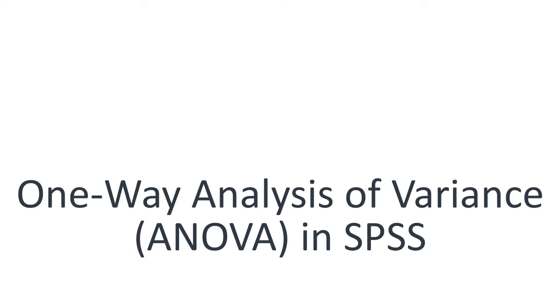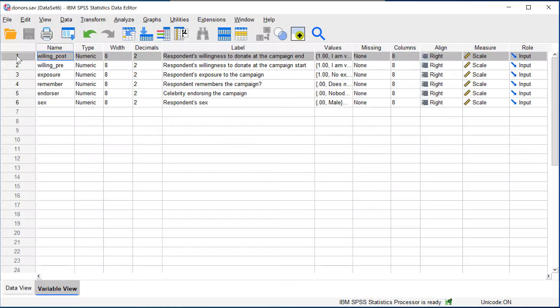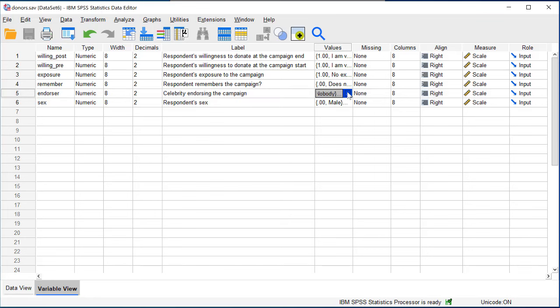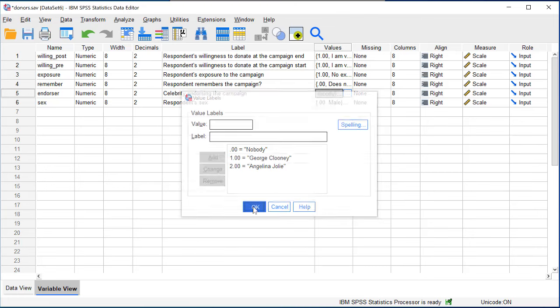One-way analysis of variance in SPSS. Does the person endorsing a campaign matter to the willingness to donate to a charity for people seeing the campaign? In this example dataset, the endorser is a categorical variable with three groups: a nobody who is not a celebrity, George Clooney, and Angelina Jolie.